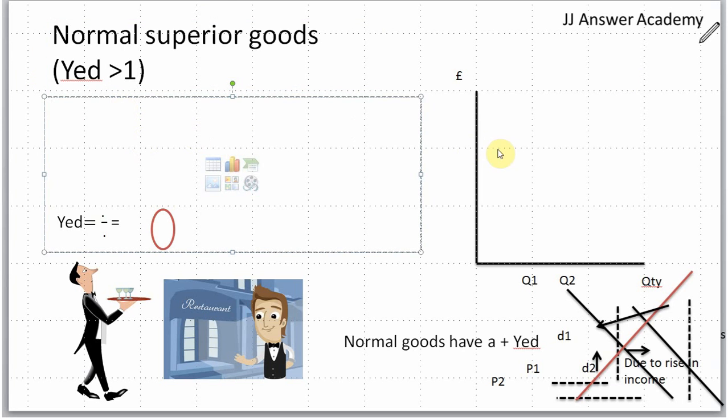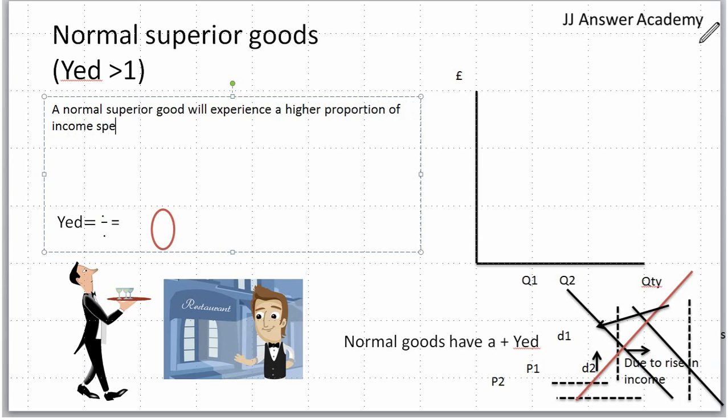Right. So what is a normal superior good? A normal superior good will experience a higher proportion of income spent on it when the income of consumers goes up, and will have a YED of greater than 1.